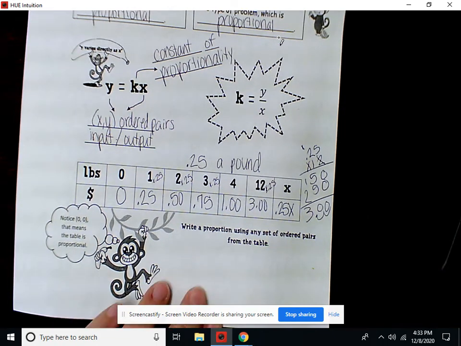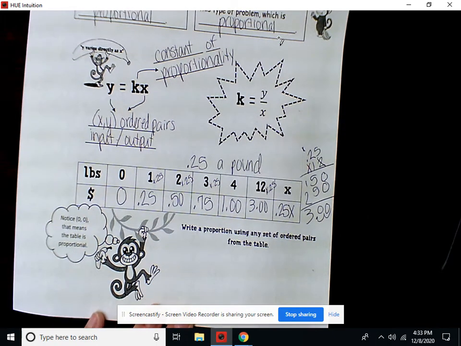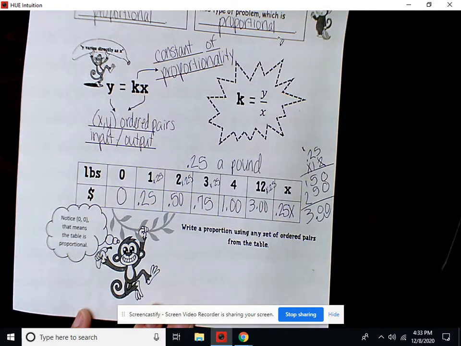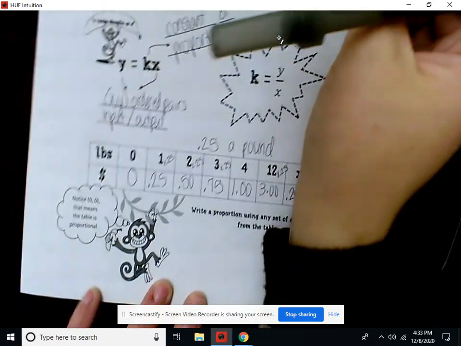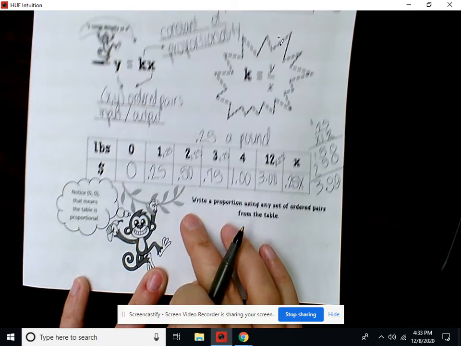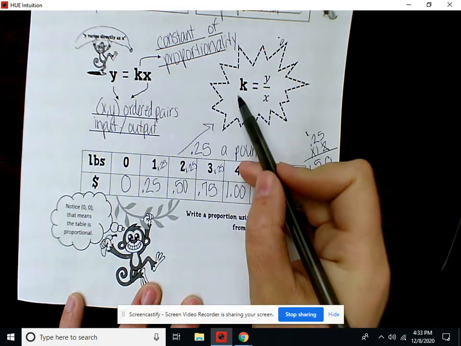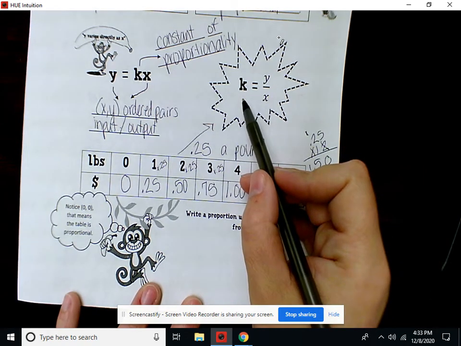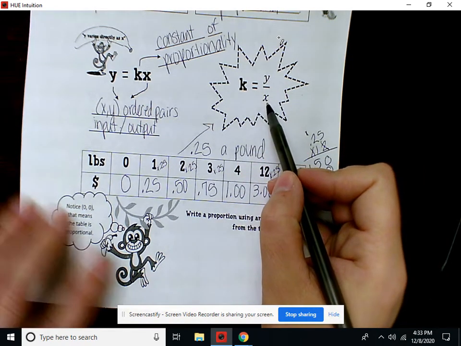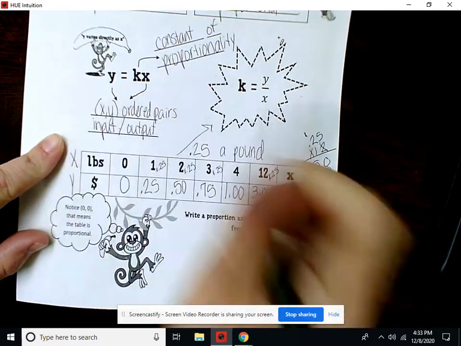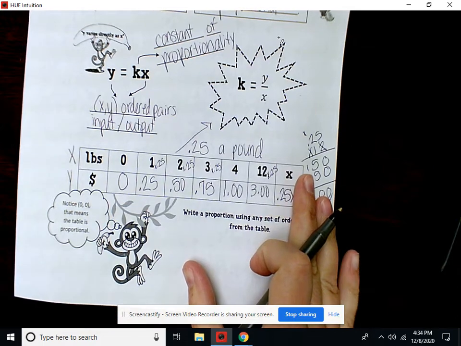So the next part is write a proportion using any set of ordered pairs from the table. Okay, so what they're doing is they want us to focus on seeing how they're proportional. So when we're looking at a table, it wants to be in the form of right here. Let me draw an arrow to that. To find your k, it's going to be your y over x. So in this case, our pounds is our x, and then our y is our money amount.